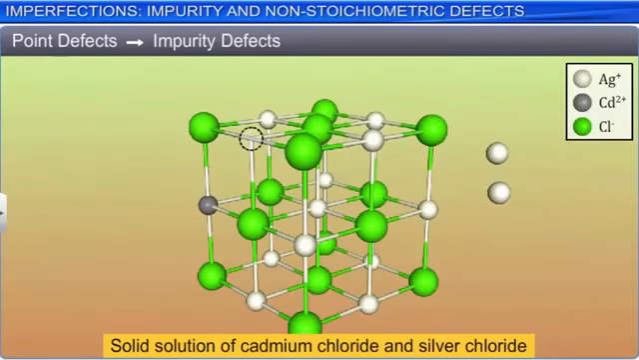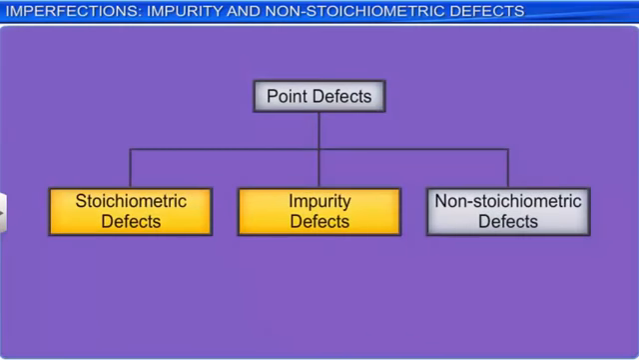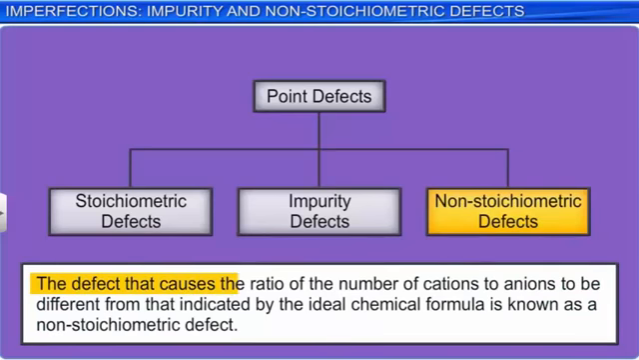The defects that we discussed so far do not disturb the stoichiometry of crystalline substances. However, non-stoichiometric defects affect the stoichiometry of crystalline substances. Let's first define a non-stoichiometric defect. The defect that causes the ratio of the number of cations to anions to be different from that indicated by the ideal chemical formula is known as a non-stoichiometric defect.